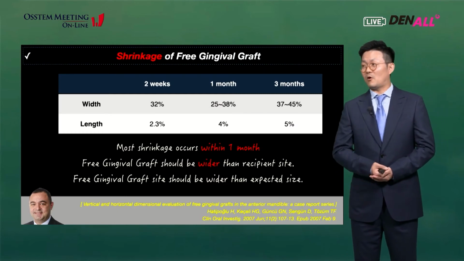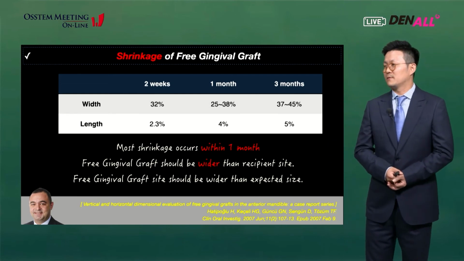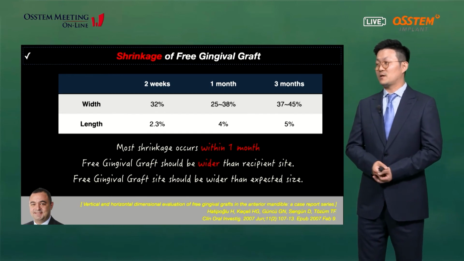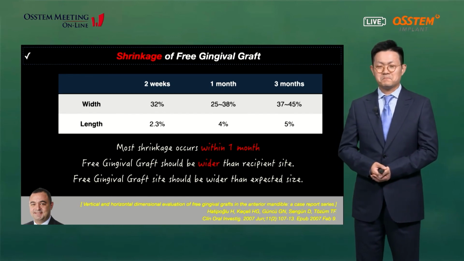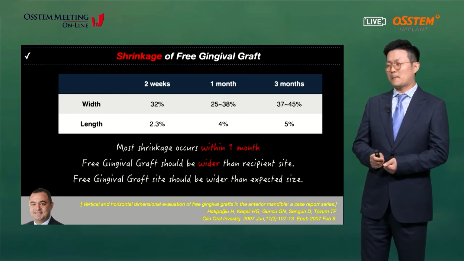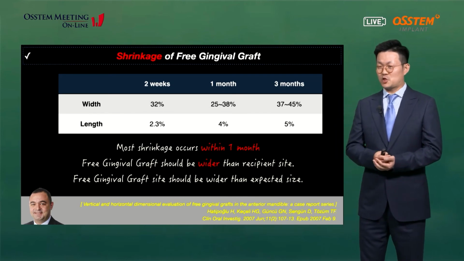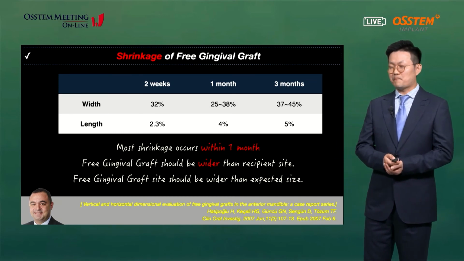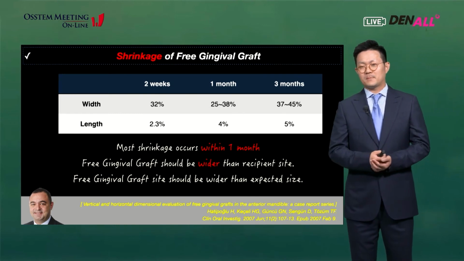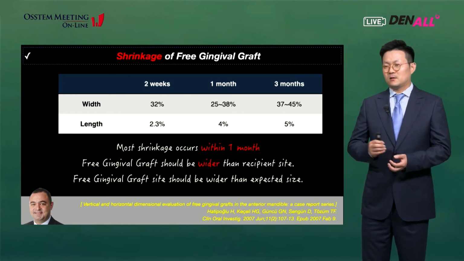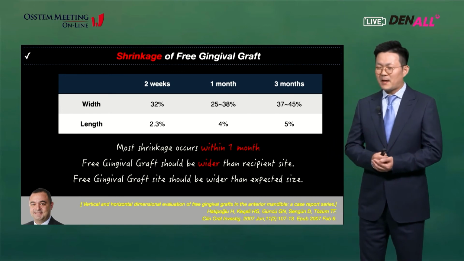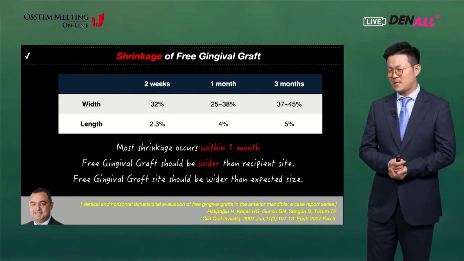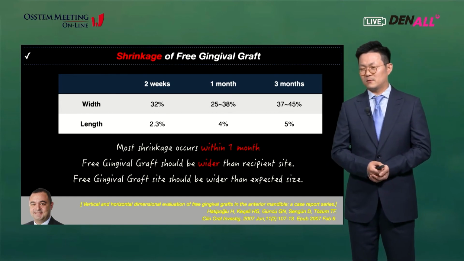This is an article about the shrinkage of the free gingiva graft. Most shrinkage occurs within 1 month, and the free gingiva graft should be wider than the recipient side. But it's very hard to harvest graft tissue wider than the recipient side. So I think the wide flap elevation at the APF and the same size of graft tissue can be fine for the real situation.